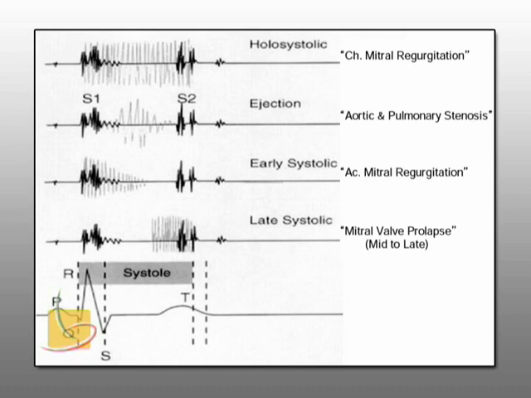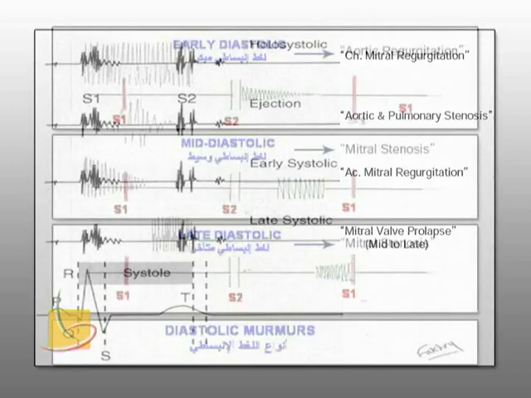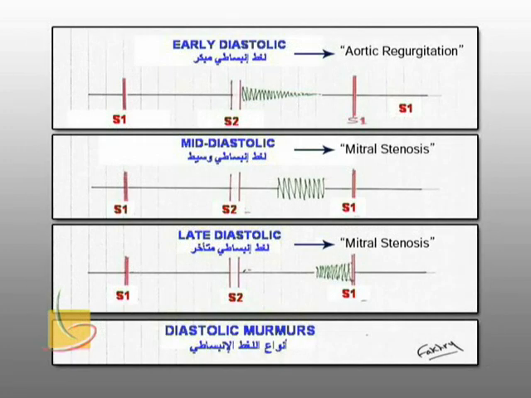Again, early systolic murmur in cases of acute mitral regurgitation, pan-systolic murmur in chronic mitral regurgitation, ejection systolic murmur in pulmonary stenosis and aortic stenosis, and diastolic murmurs are subdivided to early diastolic murmur like in aortic regurgitation and pulmonary regurgitation, mid-diastolic murmur in mitral stenosis. Mid-diastolic murmur may be associated with pre-systolic accentuation in mitral stenosis and tricuspid stenosis.